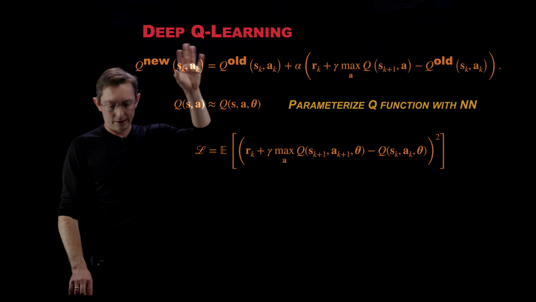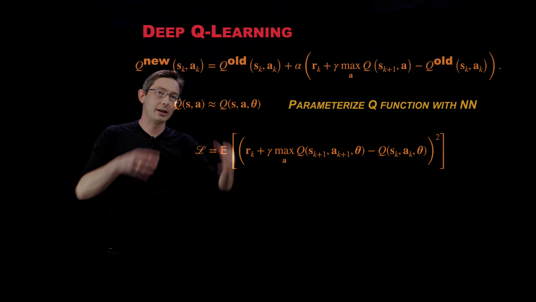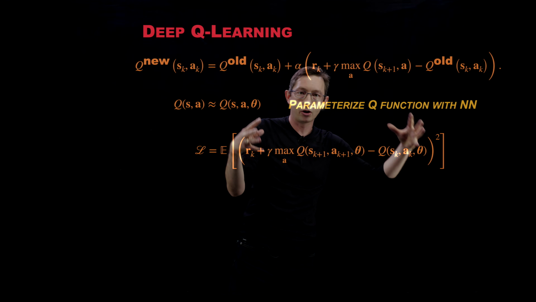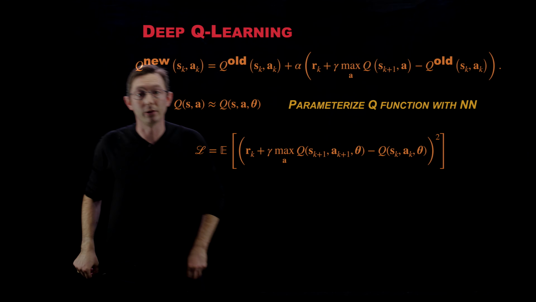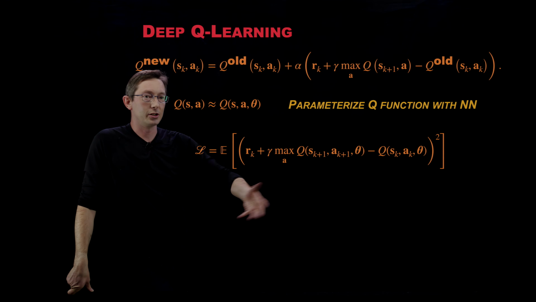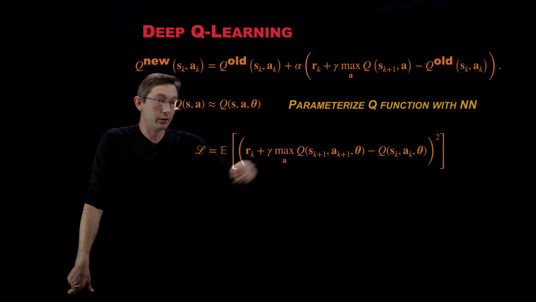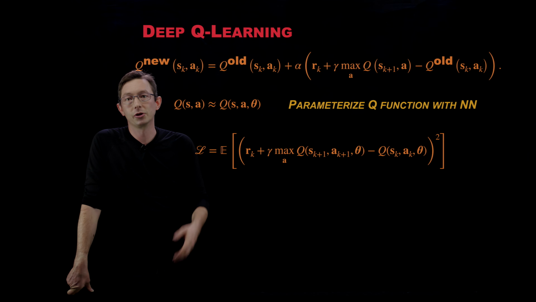Okay, so that was deep Q learning. Essentially, you can have this traditional Q learning, and you can cook up a loss function for your neural network that will, through trial and error, through experience, learn the weights theta to give you the best Q function possible.